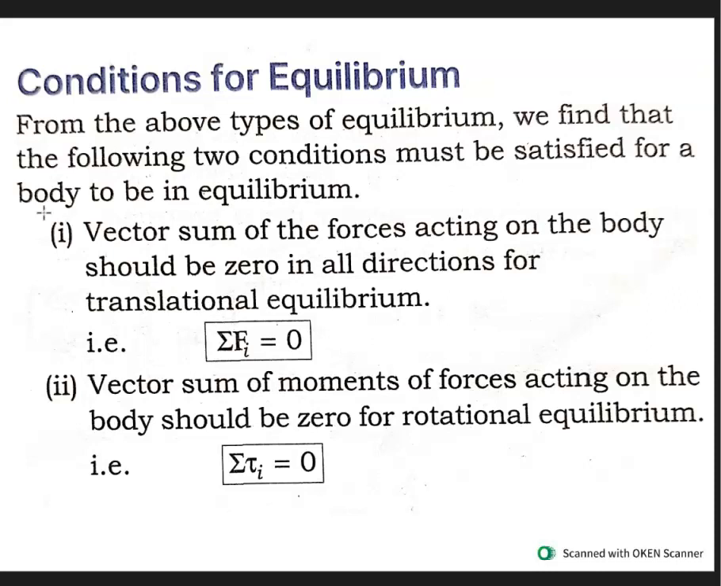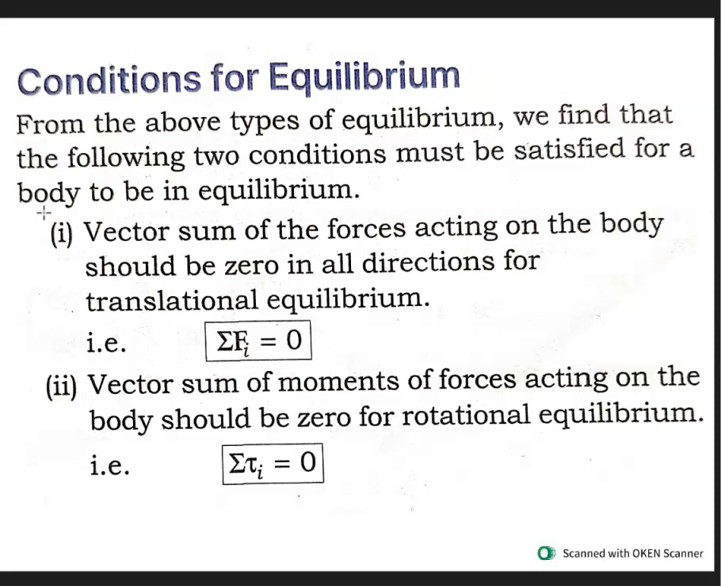Let me tell you what forces are there. When the book is lying on the table, there is a downward acting gravitational force acting on the book, while at the same time there is an upward acting normal reaction force acting on it. Now both these forces, the downward force and the upward force, are equal and opposite. So their vector sum is zero and hence the object remains in equilibrium.